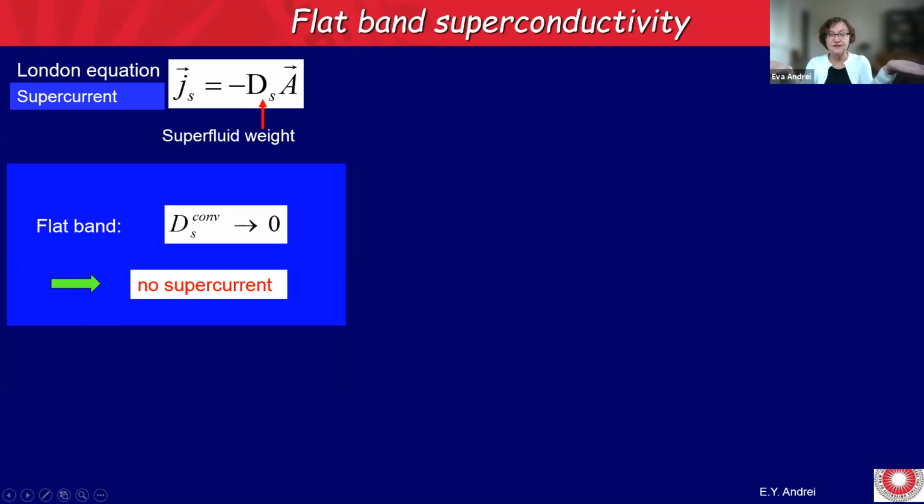So if the band is flat, the effective mass goes to infinity, and the superfluid weight goes to 0. So even though you have Cooper pairs, there will be no supercurrent. So it's kind of useless. No Meissner effect, no zero resistance. So pretty useless to have a flat band.